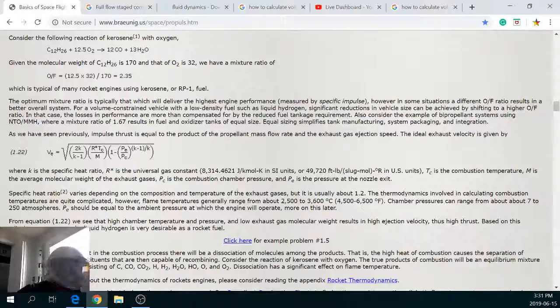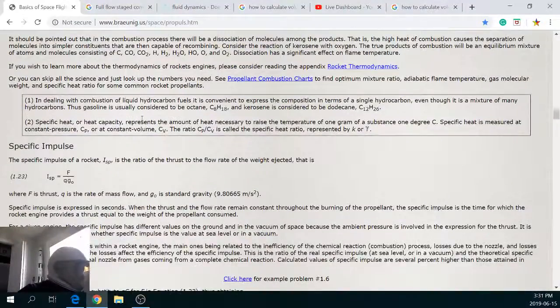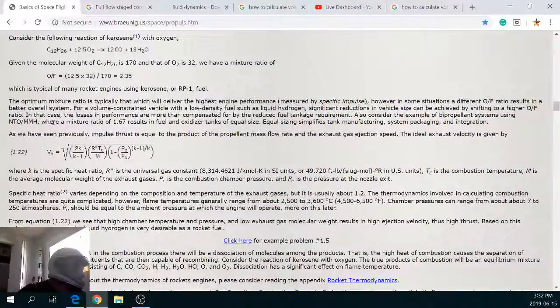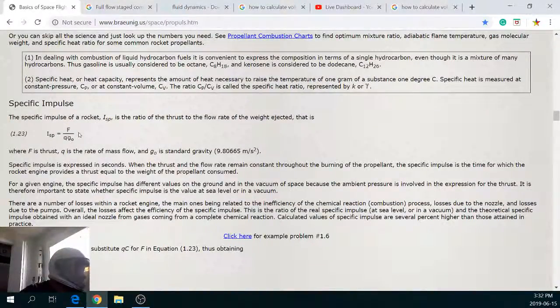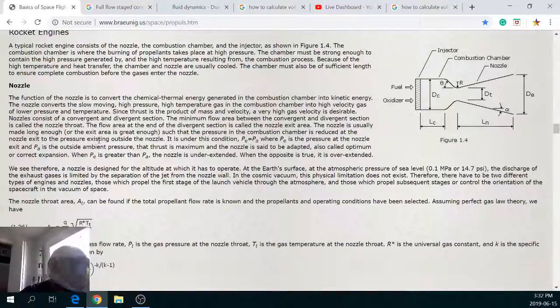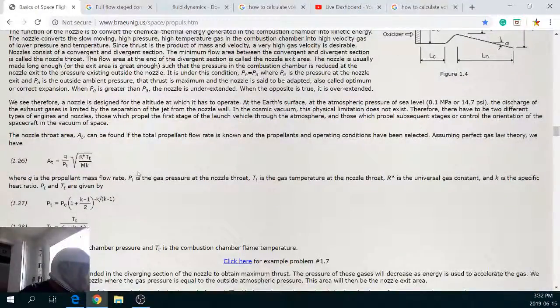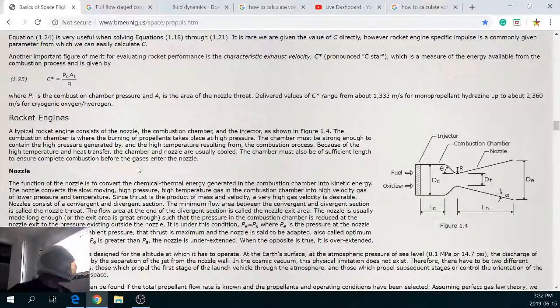Okay. R star is the universal gas constant. That's interesting. TC is the combustion temperature, and then the average molecular weight. That's beside the point. The thing about this is we need that equation to find how fast the exhaust velocity should be going. We need this equation to find the ISP, which is useful for, which one is this? Which is useful for, I can't find it yet. Yeah, I'll find out when it's useful.